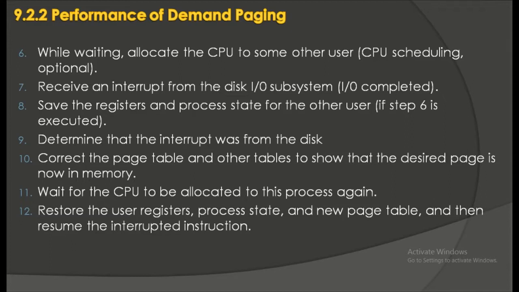9. Determine that the interrupt was from the disk. 10. Correct the page table and other tables to show that the desired page is now in memory. 11. Wait for the CPU to be allocated to this process again. 12. Restore the user registers, process state, and new page table, and then resume the interrupted instruction. Not all of these steps are necessary in every case.